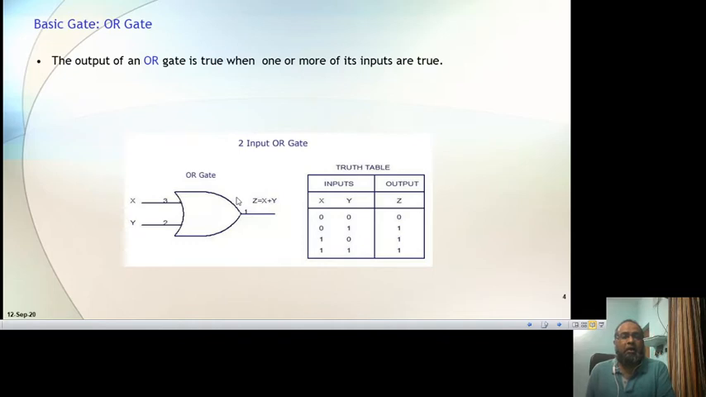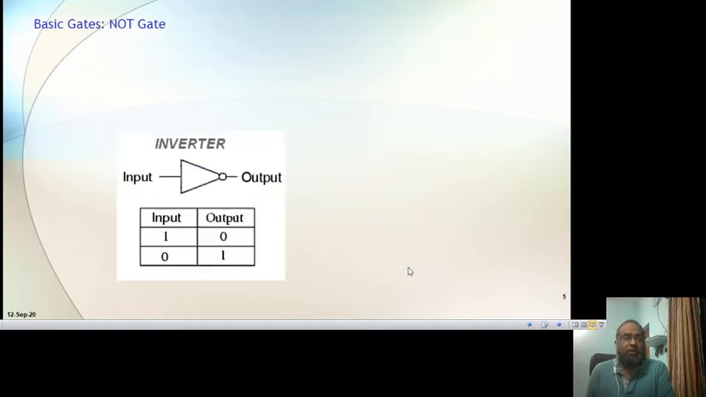Similarly, we are having OR gate. Either A or B, when available, you can get an output 1. That is called OR gate. You can see the output is 1 for 0 1, 1 0, or when both are 1, then also you will be getting an output 1. So when one or more inputs are there, you will be getting an output for the OR gate.